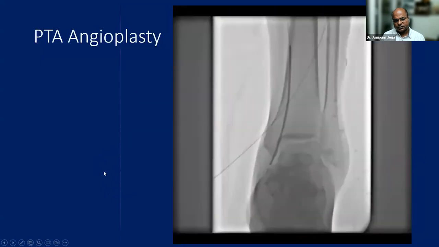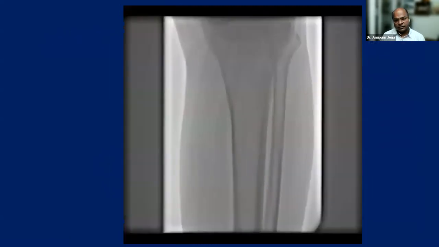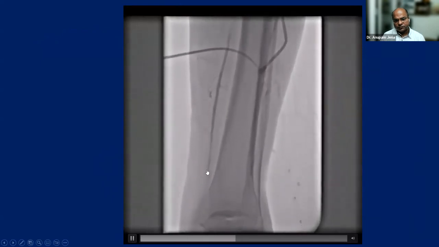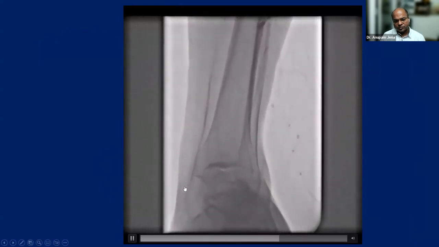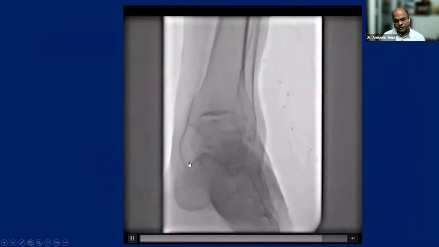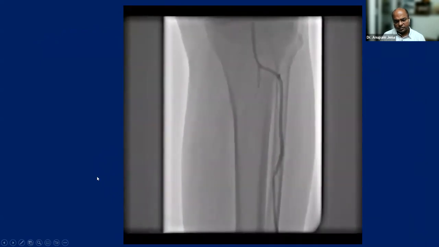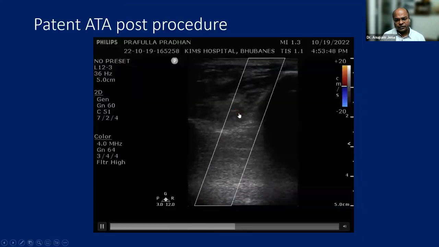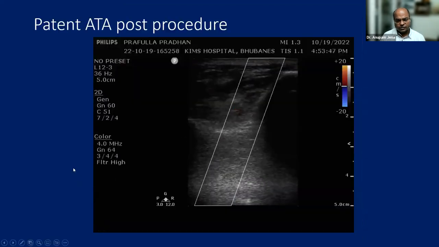Then I did long angioplasties. And after angioplasty, this is the result. We could restore the flow in the posterior tibial artery right up to the pedal plantar loop. I cannot say optimal flow, but that was like a complete revascularization. And post-procedure, again, I did Doppler to confirm that the anterior tibial artery was flowing well.